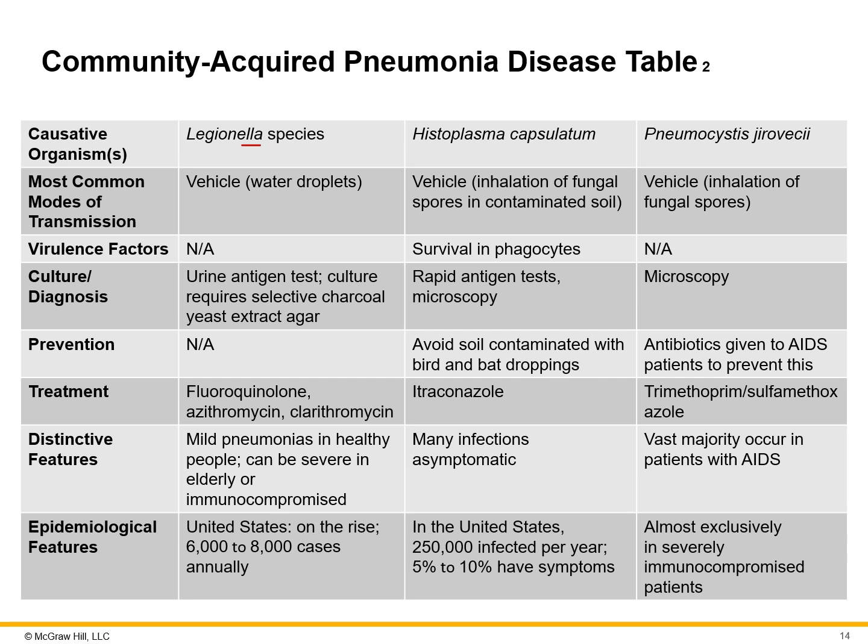Our other ones are Legionella, Histoplasma, and Pneumocystis. Pneumocystis is the fungal one of the group here. Histoplasma has the ability to survive inside of those phagocytes, whereas Legionella and Pneumocystis don't have a lot of virulence factors that we talk about.